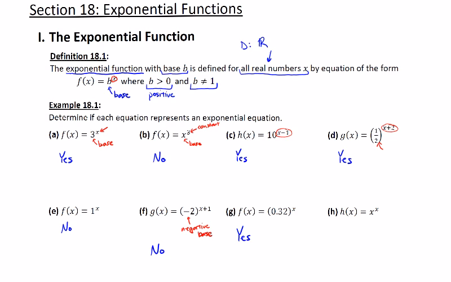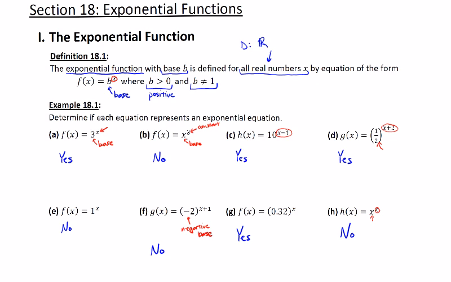And then finally, part H. Now this one's interesting because it does have a variable for the exponent, but it also has a variable for the base. So this is kind of a combination between a polynomial and an exponential function, and it is beyond the scope of what we're going to study in here, and it does not qualify as being exponential. So we're going to say no to that.